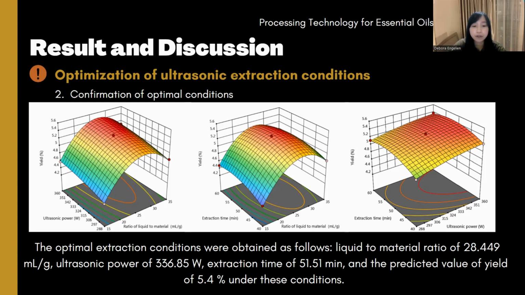Based on the response surface analysis, the optimal extraction conditions were obtained as follows: liquid to material ratio of 28.449 milliliter per gram, ultrasonic power of 339.85 watt, and extraction time of 51.51 minutes, and the predicted yield is 5.4% under this condition.